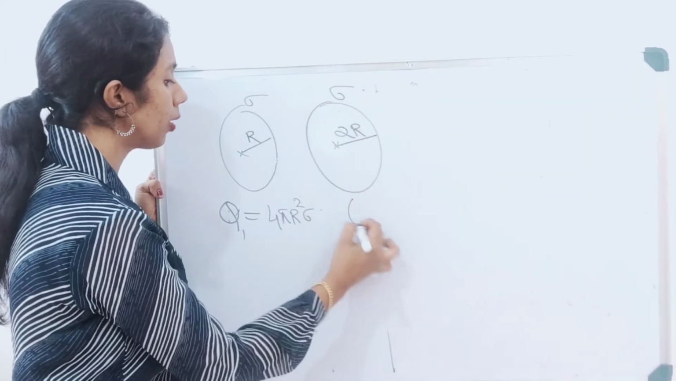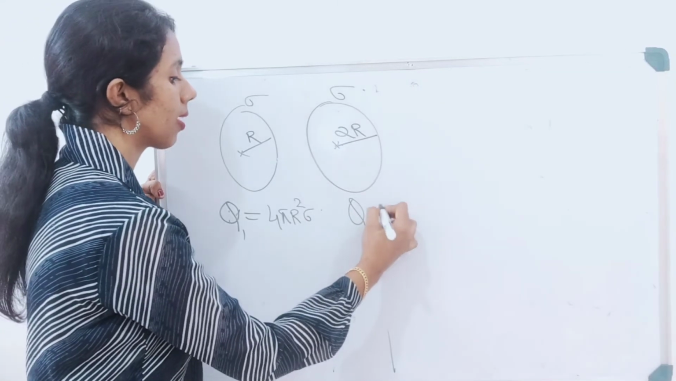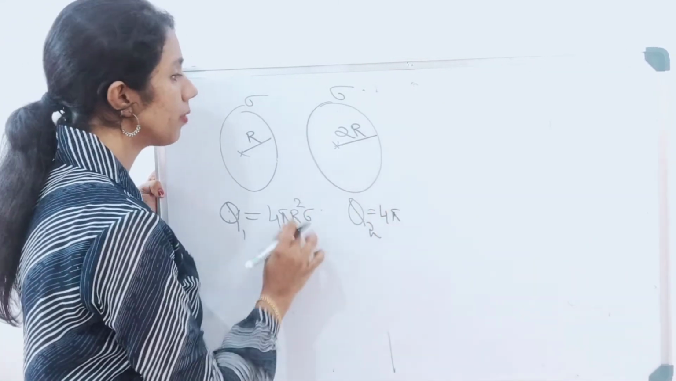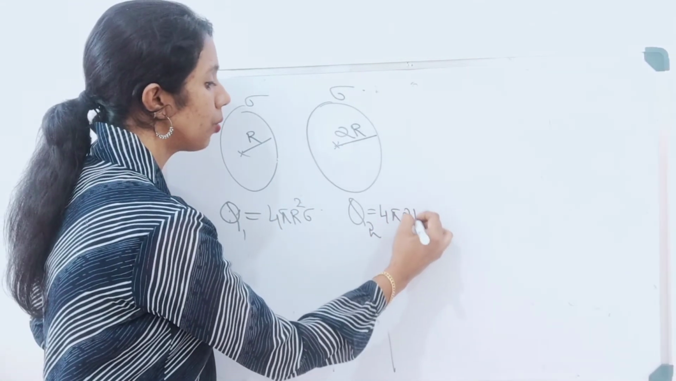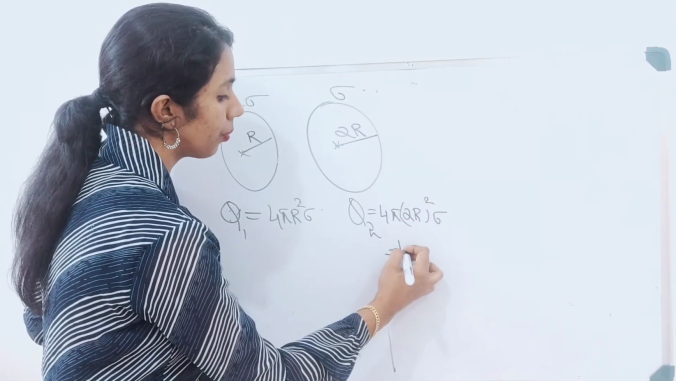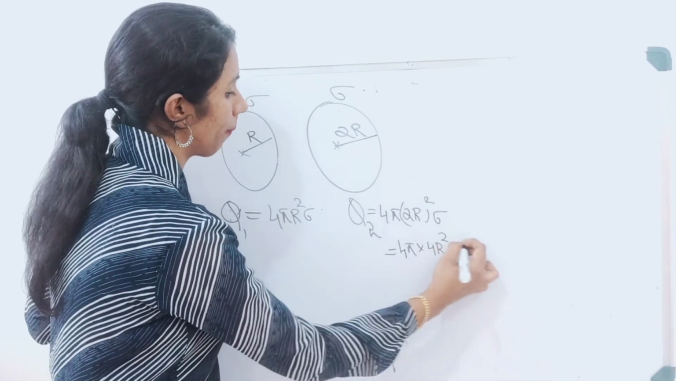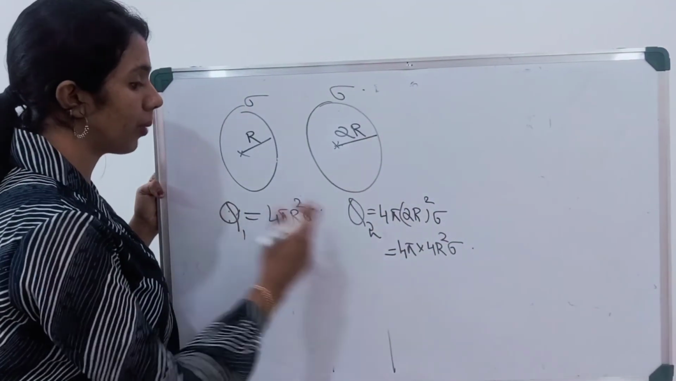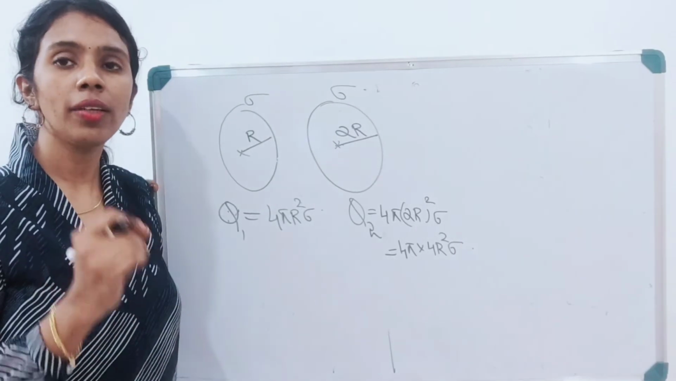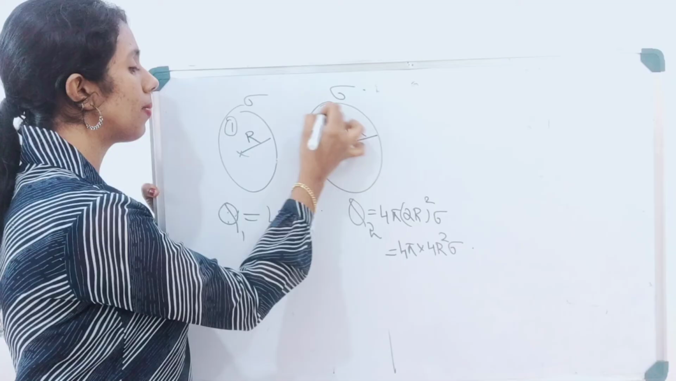Similarly, the charge on the second sphere, Q2, can be written as 4 pi, instead of r it is 2r. So 2r the whole square into sigma, or we can write it as 4 pi into 4r square sigma. So we got the equation for Q1 and Q2. Now we will find the potential on sphere 1 and sphere 2.